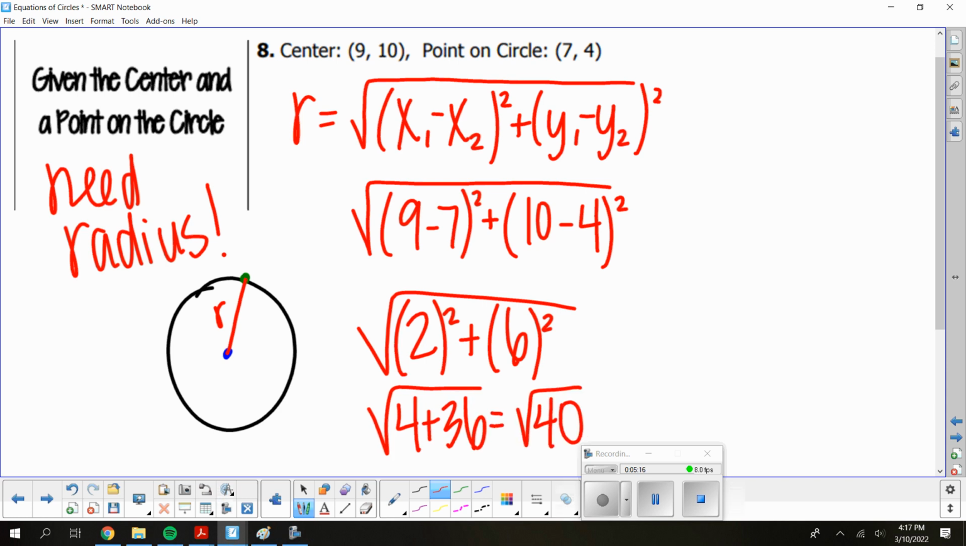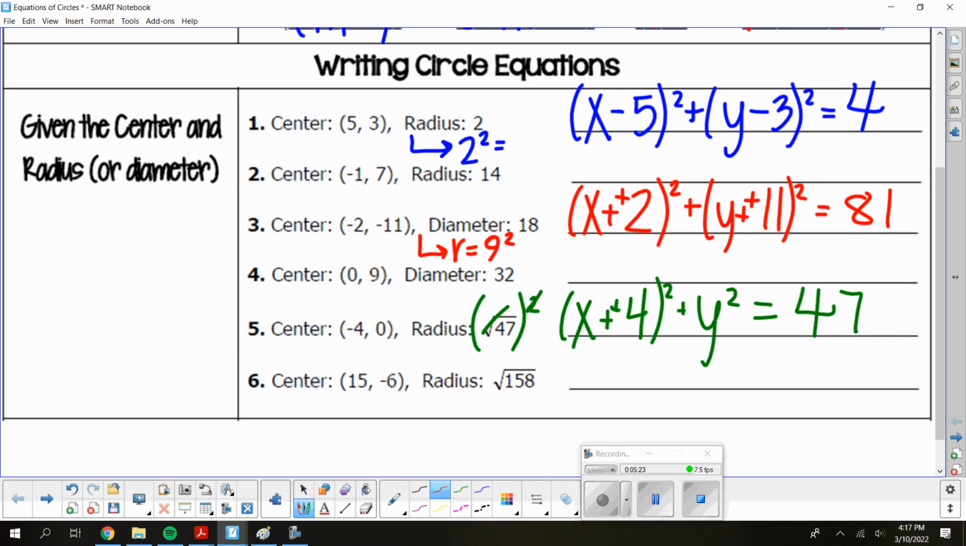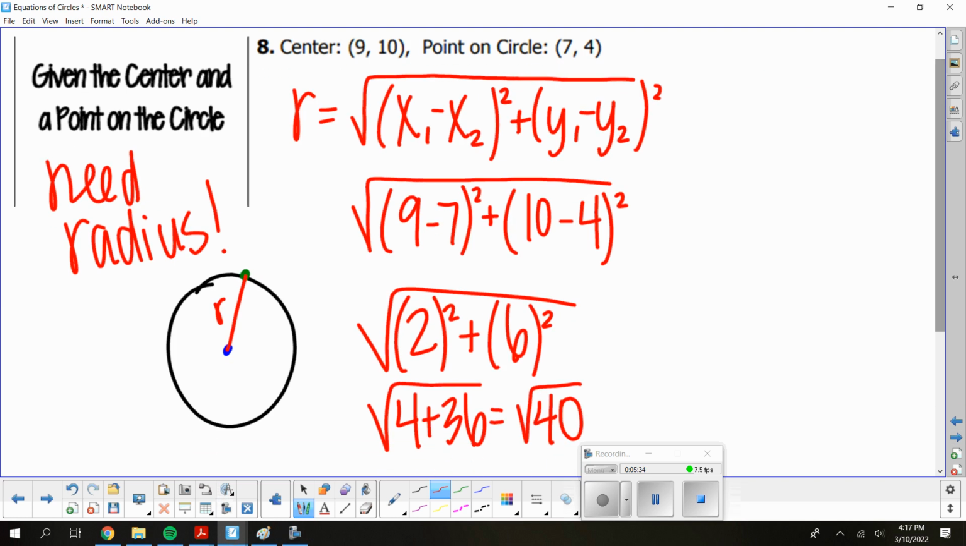Now, I would honestly leave it like that because above, we figured out that I could just have a radius that's under the radical, and when I square it to find my r squared for the formula, I just remove it. So I would leave it like this. You can find the decimal if you want, but honestly, this is easier to work with.